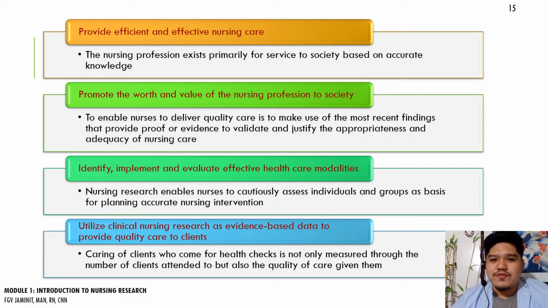As a basic tool for knowledge acquisition in nursing, research has at least these four specific steps. First is to provide efficient and effective nursing care. So the nursing profession exists primarily for service to the society based on accurate knowledge. So how could we solve the problem if we haven't identified it correctly? So data will support us in classifying our interventions and developing further interventions.